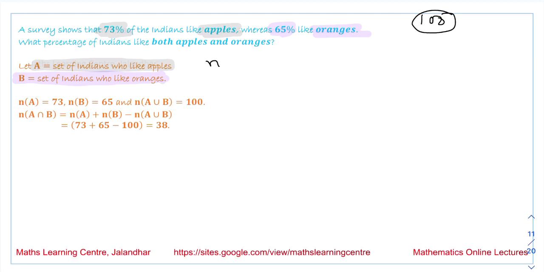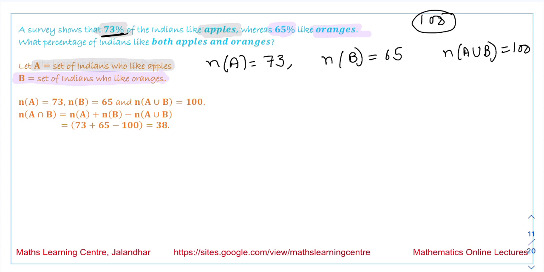So we are saying the number of persons who like apple is equal to 73. Number of persons who like oranges is 65, and the total number of people, meaning A union B, is equal to 100. This thing we have considered that out of 100, 73 like apple and 65 like oranges, because the values are given in percentage over here. So we have to calculate those who like both apple and oranges.